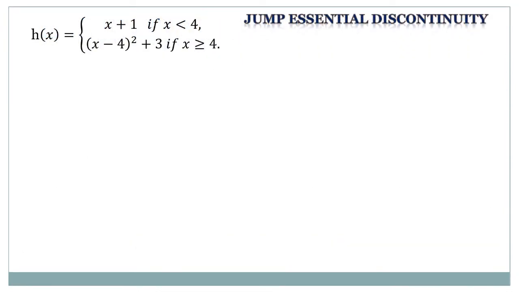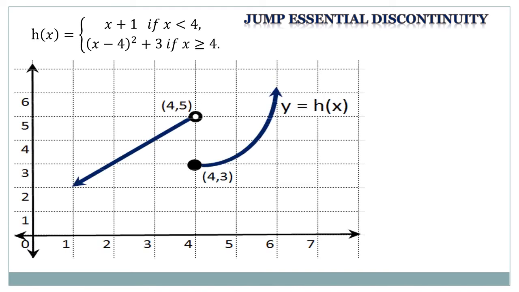Let's have an example. Our h of x is equal to x plus 1 if x is less than 4, and square root of x minus 4, plus 3 if x is greater than or equal to 4. If you try to graph the function, it looks like this, and then we analyze both from the left and from the right.